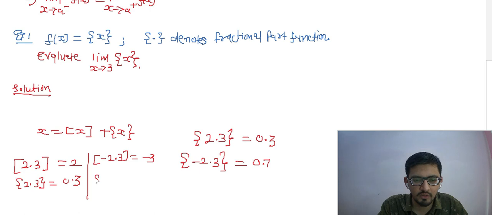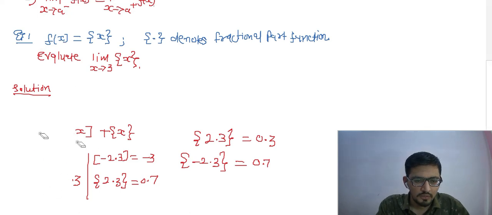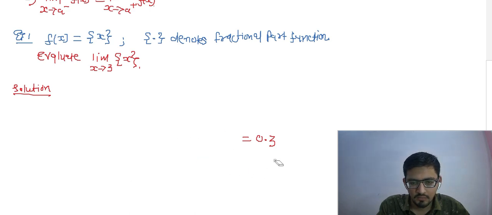So this will automatically become what? The fractional part of -2.3 will become 0.7. Okay, so this is just a fast forward. I gave some idea about this. We will study more about this in the relation and function chapter. I hope this is clear.